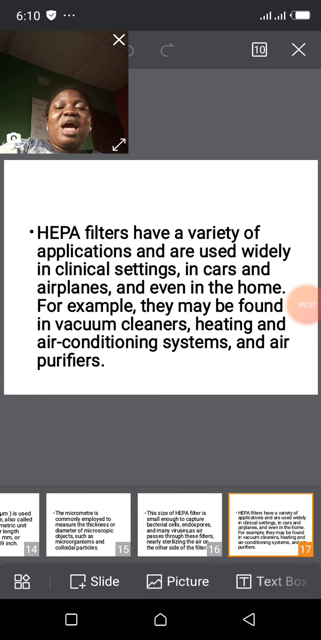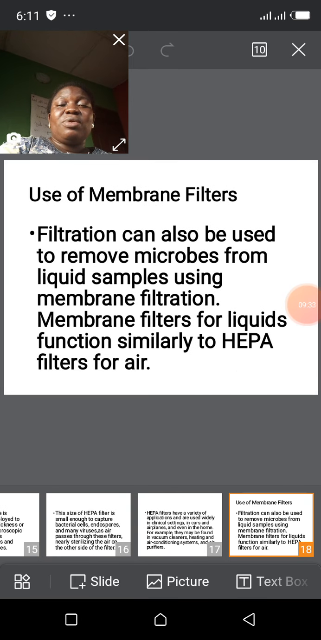Now, HEPA filters have a variety of applications, and they are widely used in clinical settings, in cars, airplanes, etc., even in our homes. Examples of equipment that we use at home that make use of HEPA filters are vacuum cleaners, air heating and air conditioning systems, and air purifiers. The majority of this equipment makes use of HEPA filters in sterilization, especially in sterilizing air. Now, another filter we're looking at is the membrane filter.